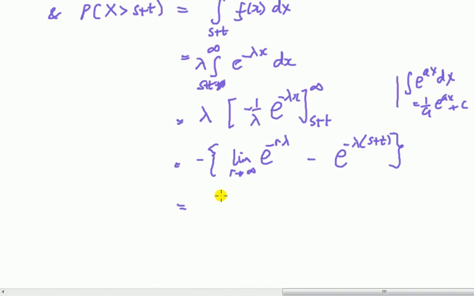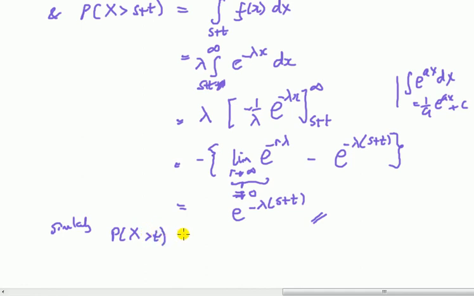That's what we want. But in the limit as r tends to infinity, e to the minus infinity is obviously going to tend to 0. Or since I've written it with a limit there, I should put equal to 0. That limit is 0. Minus and a minus, that's e to the minus lambda s plus t. Okay, and similarly, for the bottom part, you can just see directly that the probability x bigger than t is going to be e to the minus lambda t.